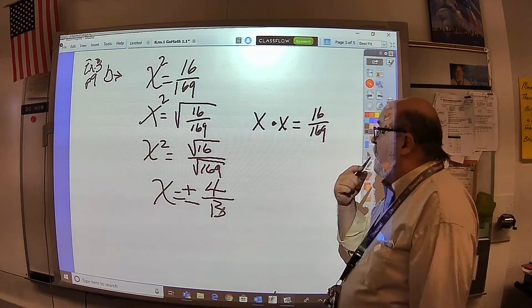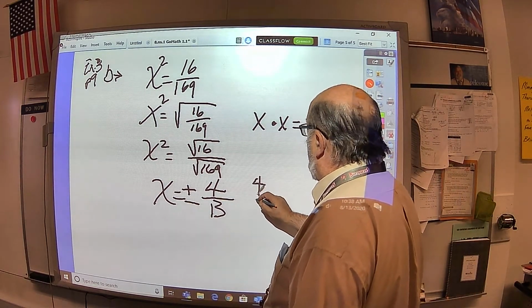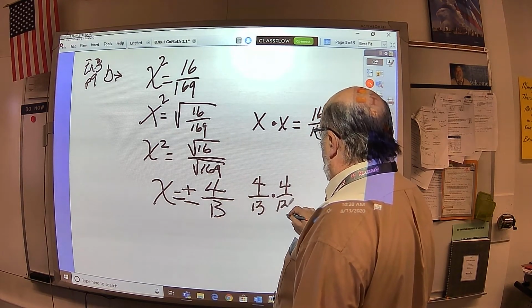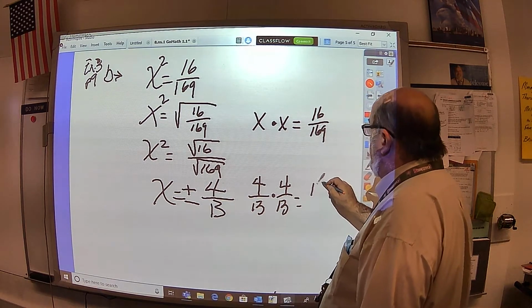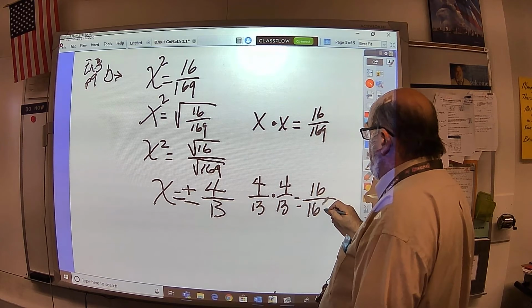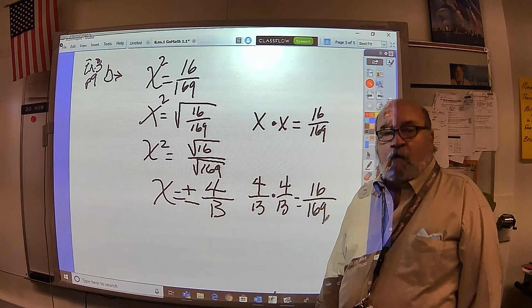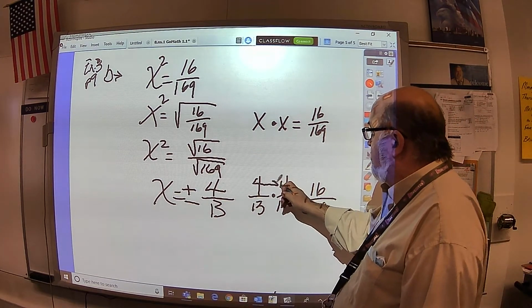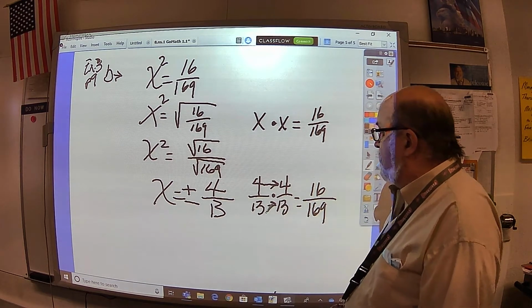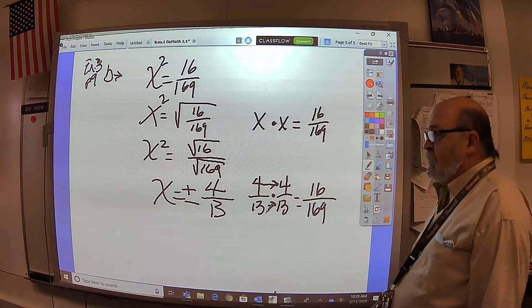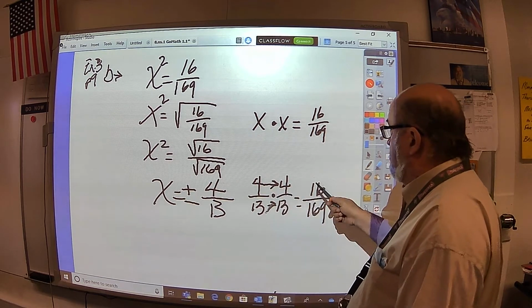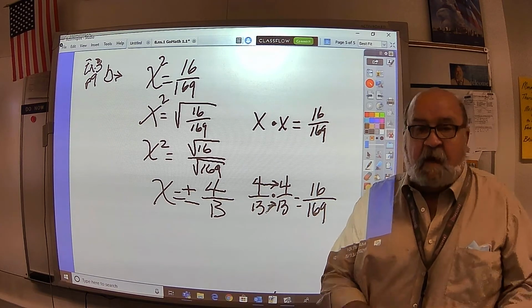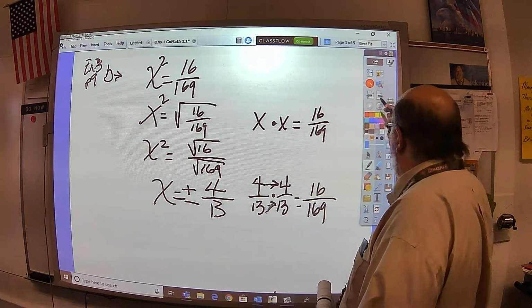Now, how do I prove that? Well, that means 4/13 times 4/13 equals 16/169ths. Well, you know how to multiply a simple fraction. That's the easy thing. So what we're going to do is multiply across the top and multiply across the bottom. 13 times 13 is 169. 4 times 4 is 16. Easy peasy lemon squeezy.